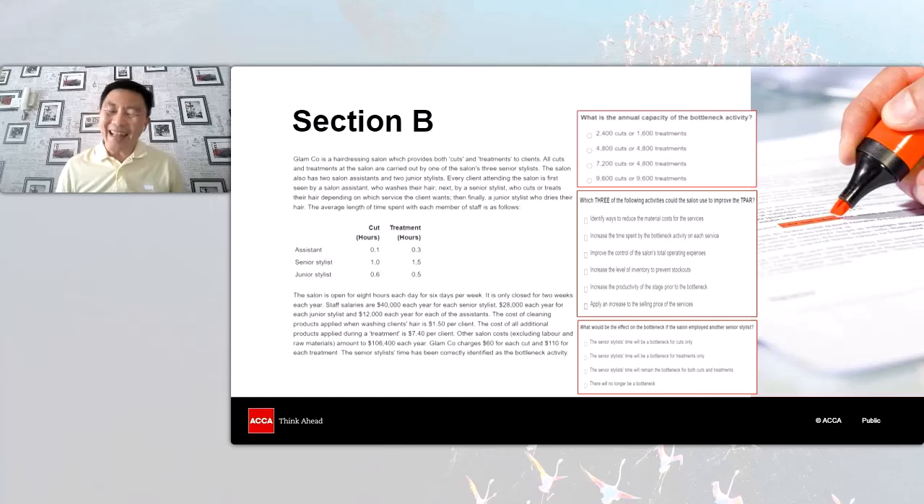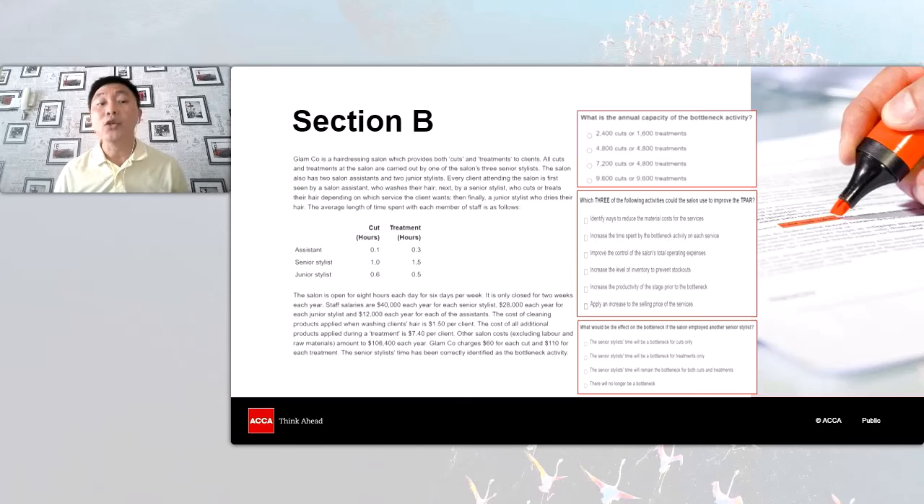So then, when you go through the storyline on the left-hand side, the scenario, especially when you come with numerical data, I would strongly suggest you to remember what are the computational tasks that you have to perform. Take, for example, if you look at the first question on the top, what is the annual capacity of the bottleneck activity? I'm pretty sure you should remember this task. So when you take a look at the storyline, when you go through the numbers, you should start getting yourself ready to write down your working in the scratch paper.